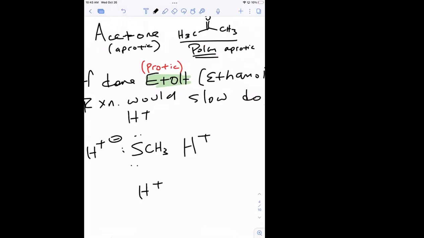Right? So if I ran the reaction in a protic solvent, a nucleophile is going to get trapped. Right? Do you think that nucleophile is going to have the same reactivity if it's trapped in a cage like that, or is it going to be less reactive? Less reactive.